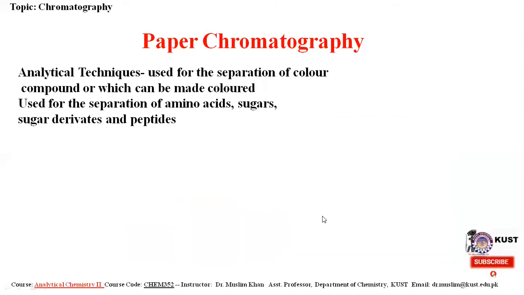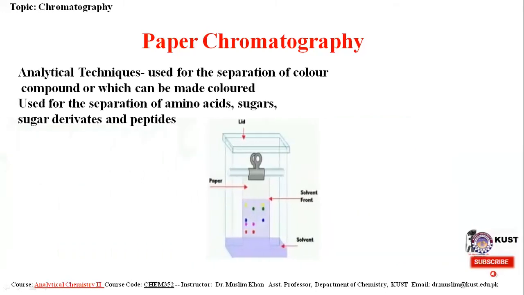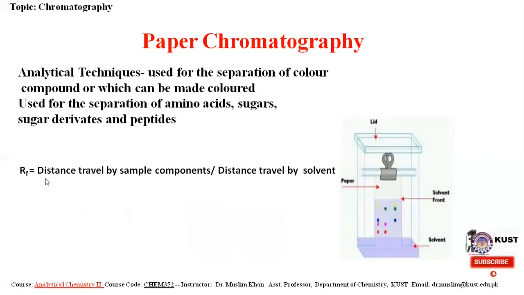So what is this RF value? The RF value is the distance traveled by a sample component from the initial point, divided by the distance traveled by the solvent. So basically this is a ratio between the distance traveled by the component and the distance traveled by the solvent. How much the solvent goes from the bottom to here is known as the solvent front.